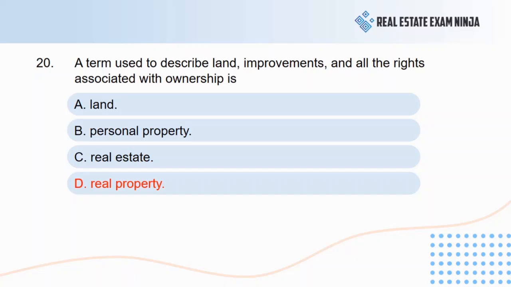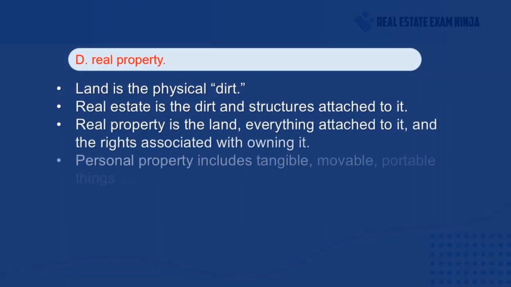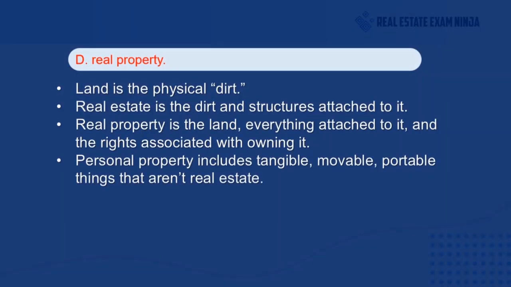The correct answer is D. Land is the physical dirt. Real estate is the dirt and structures attached to it. Real property is the land, everything attached to it, and the rights associated with owning it. Personal property includes tangible, movable, portable things that aren't real estate.